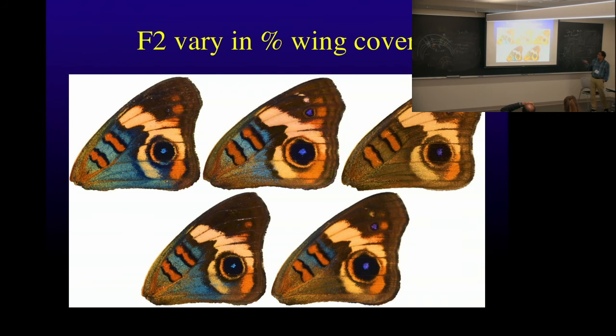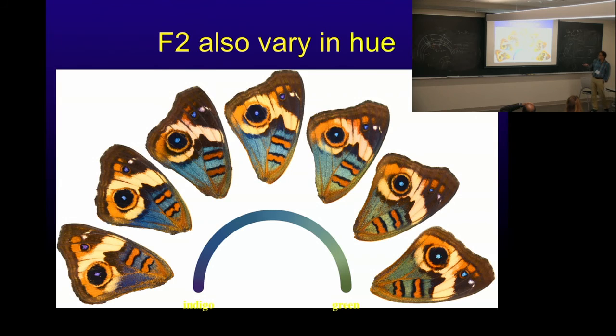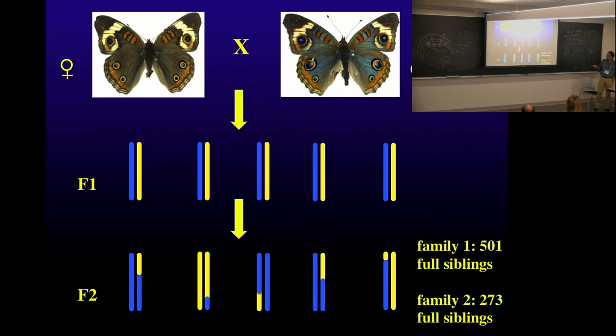So we can show you F2s that have the same color but vary the percentage of the wing that's covered by iridescence. Okay, and then we can also look at F2s that have the same percentage of the wing covered by iridescence, but they go from purple all the way through blue to green. Okay. And so using those, we can then use QTL analysis to try to find the genes or the segments of the chromosomes that are responsible for these different traits. Okay. And so we've done that.